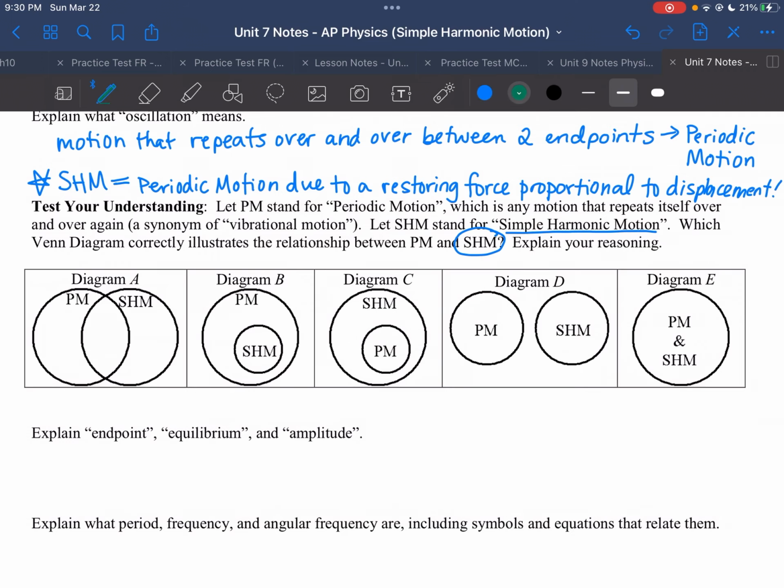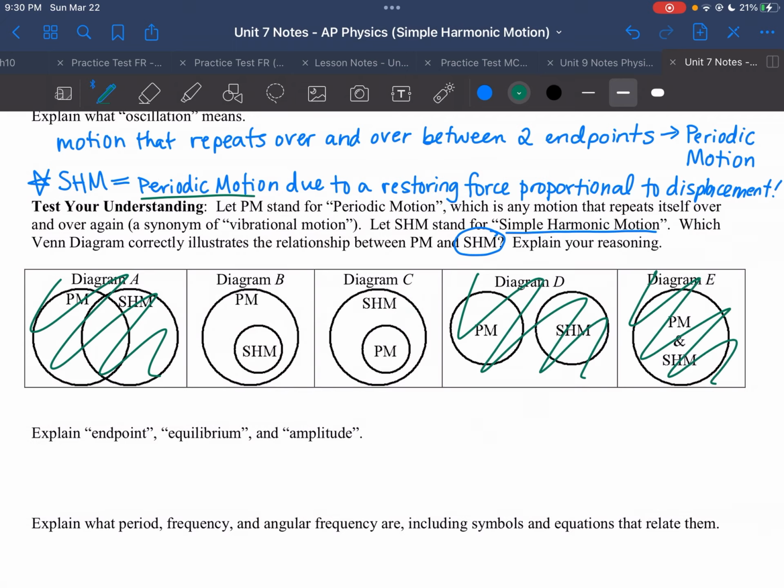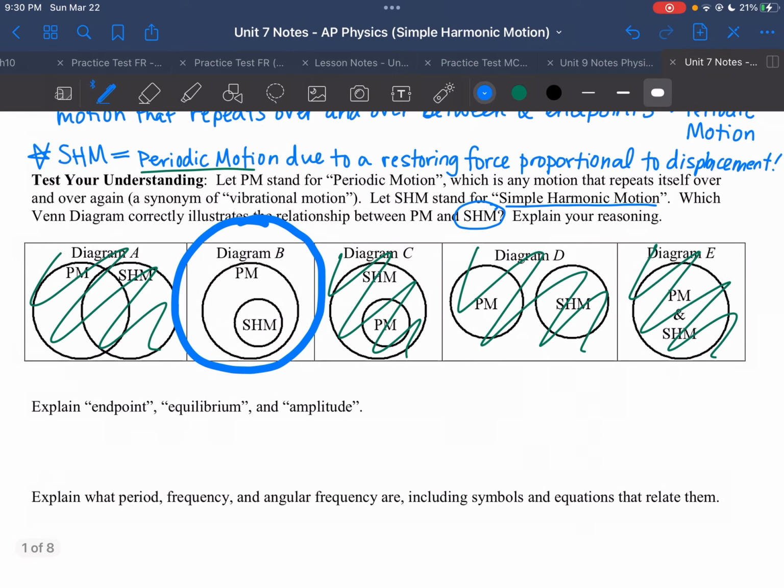Well, I said that it is a type of periodic motion. So periodic motion is going to be kind of that umbrella term, and simple harmonic motion is a type from that. So they are not different quantities. They are not completely separate. They are not the same thing. But simple harmonic is a subset of periodic motion, which means that the correct answer has to be diagram B. So it is a type of periodic motion.